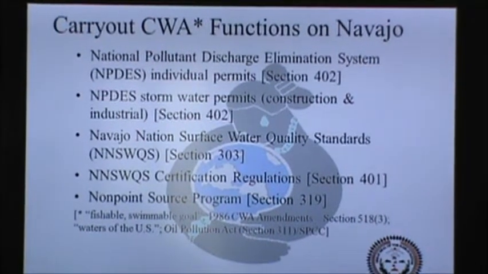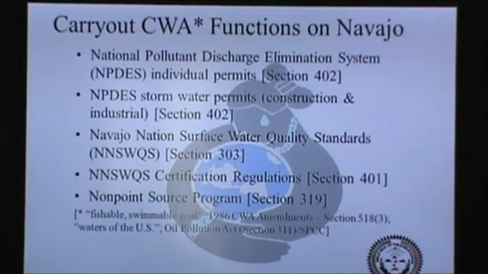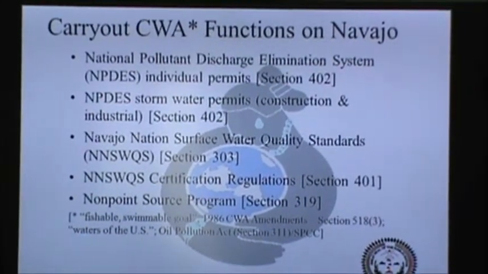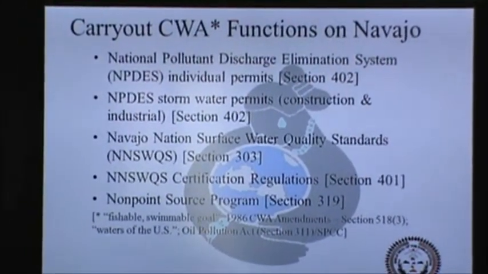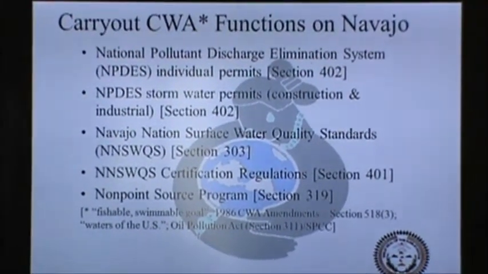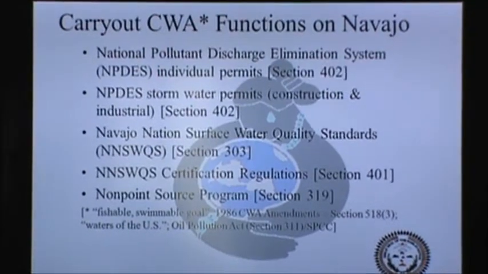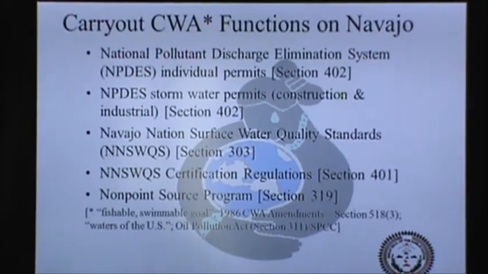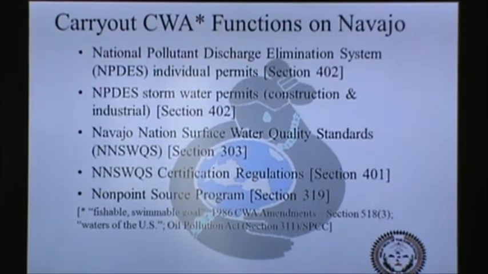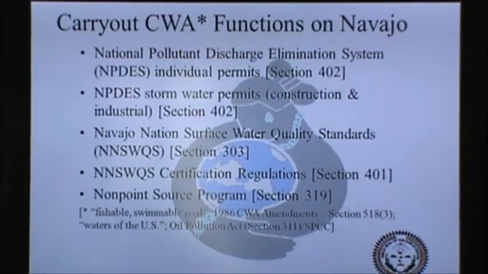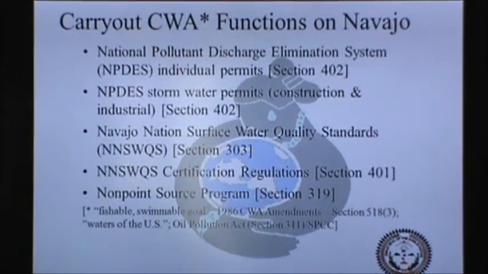Section 303 is the water quality standards, which we oversee in the Navajo Nation. And Section 401 is the certification regulations. Section 401 basically means if there's a business or a venture in the Navajo Nation that requires a federal permit, like a 402 permit or a permit from the Army Corps of Engineers, that permit needs to be certified to verify that it will comply with our water quality standards.